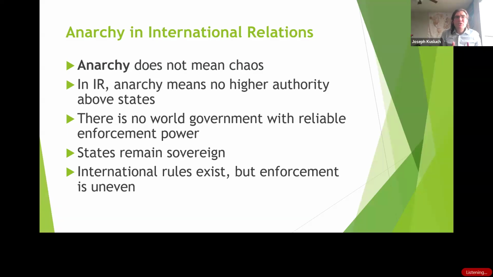Within a country, there is usually a government that makes laws, enforces rules, polices violence, and claims the legitimate authority. In the international system, there is no equivalent world state. There are institutions like the United Nations, international courts, treaties, and diplomatic norms, but there is no single global government that can reliably enforce rules against all states at all times.